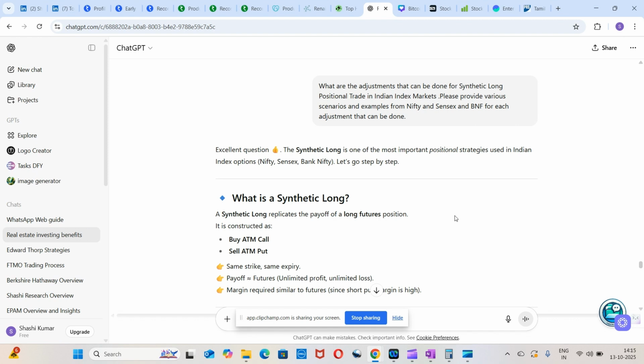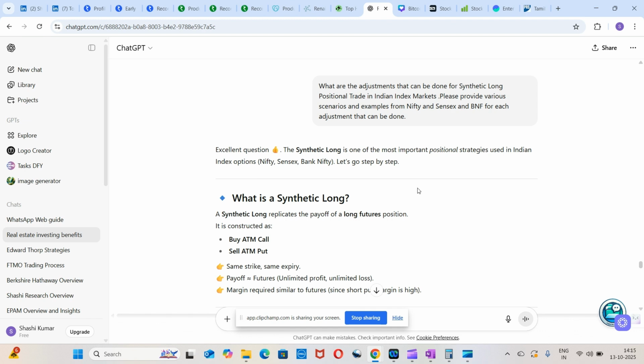Today we are going to discuss adjustments that could be done for a synthetic long positional trade in the Indian index markets. We will go through some scenarios and examples from Nifty, Sensex, and Bank Nifty for each adjustment. Synthetic long is one of the most important positional strategies used in the Indian options market in Nifty, Sensex, and Bank Nifty.